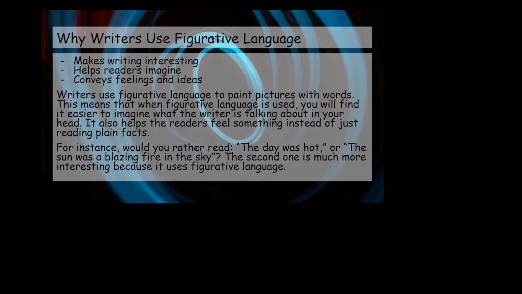Figurative language can also be used in everyday speech. For example, the saying it's raining cats and dogs means that it's raining really hard. It doesn't actually mean that it's raining cats and dogs. I'm sure you've heard phrases that don't literally mean what they say, but are used in everyday speech. Instead of just saying the day was hot, you could say it's as hot as the sun, right? It's more interesting if you say it that way, whether you're writing or talking.